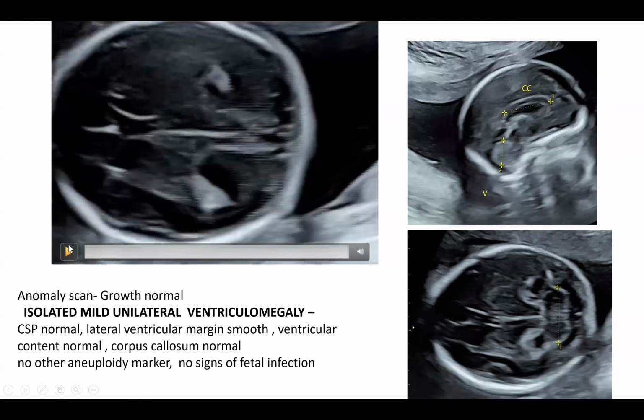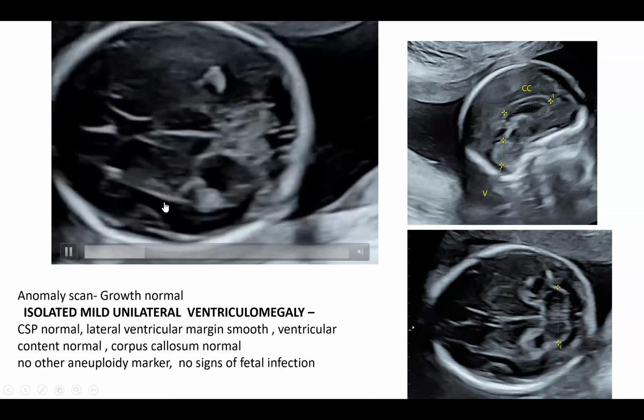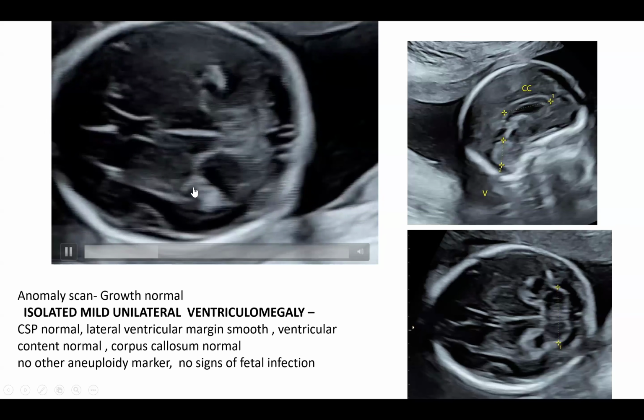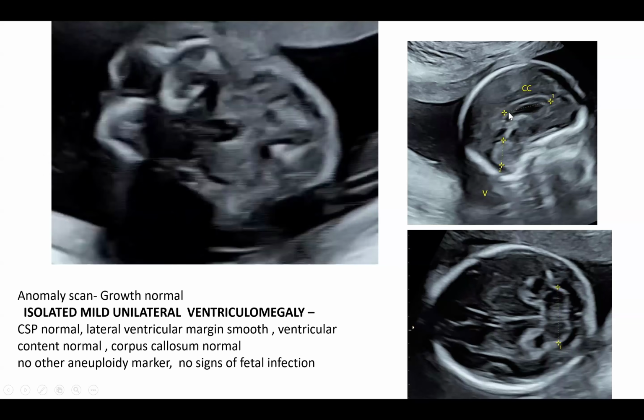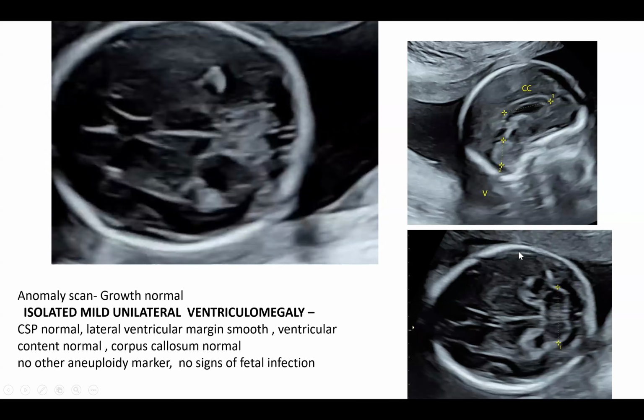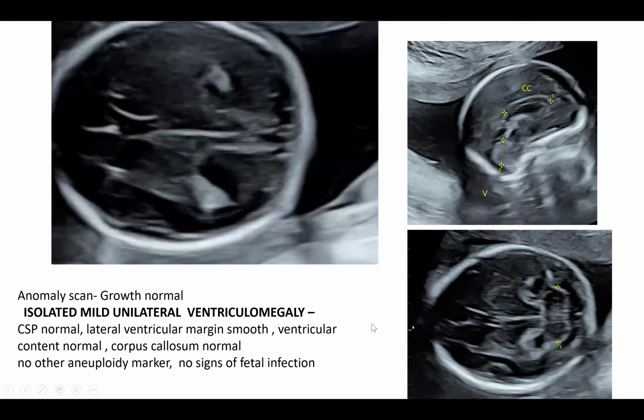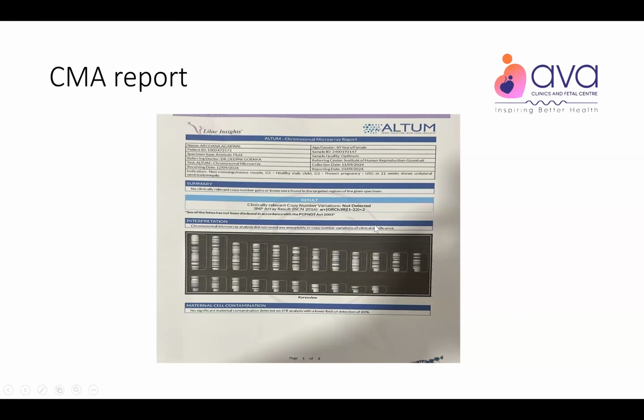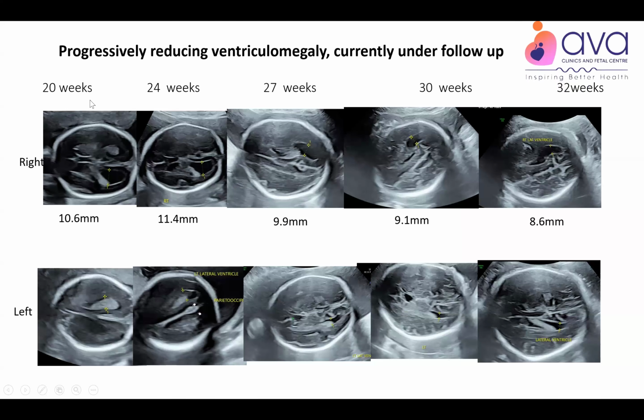CSP was normal. Lateral ventricular margin was smooth. Ventricular contents were normal. Corpus callosum was normal. There was no other aneuploidy marker, no signs of fetal infection. So she was suggested TORCH, which also came out to be normal. And she was offered direct testing, which was normal. Thereafter, she was followed up serially.